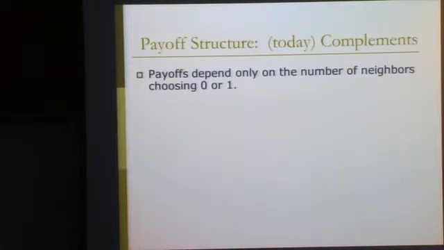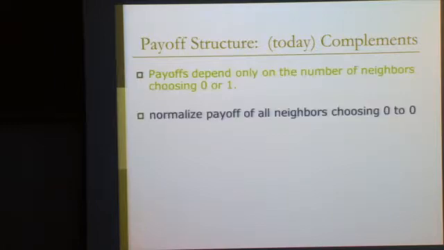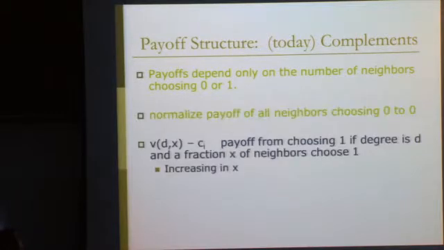Okay, so payoffs depend only on the number of neighbors choosing 0 or 1. And for now, for the next 15 minutes, we're going to think only about complements. So you'll see what I mean by that. We're going to normalize the payoff of all neighbors choosing 0 to 0. So if everyone around me is choosing 0, I'm going to assume that my payoff is 0. But v_d(x) minus c_i is the payoff from choosing 1 if the degree is d and a fraction x of neighbors choose 1.